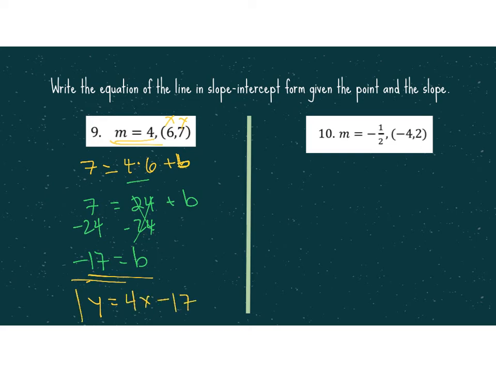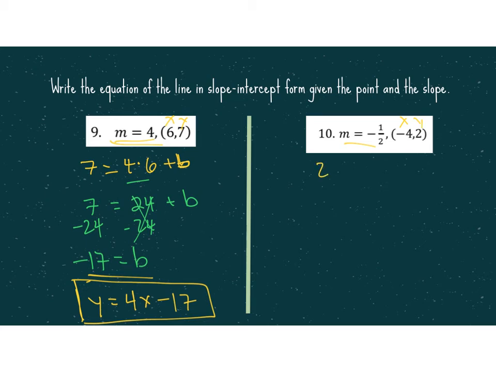So the whole point of us writing these out as an equation is because now I can take any x value I want and plug it in there and get the y. So this makes it a standard equation for me to be able to evaluate any point on the line that I want to. All right, number 10, here's m, here's my x, here's my y.